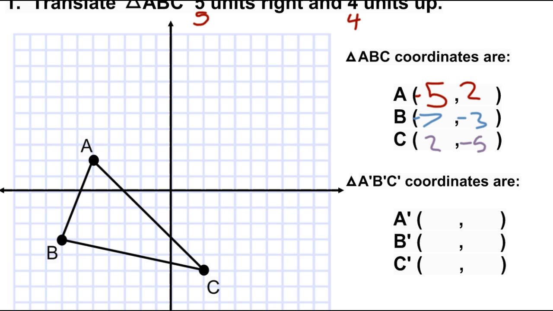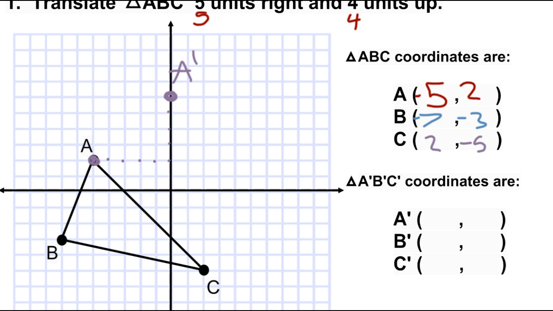Cool. All right. So that was the easy part. Now let's actually translate it. Where are we moving it? 5 units right and 4 units up. So you take each one, and it's kind of like slope. You take point A and you go over 5, 1, 2, 3, 4, 5, and then up 4, 1, 2, 3, 4. We call this A prime. That's really important. Does it matter if I go up 4 and then over 5, or over 5 and then up 4? No. It does not matter. You can do that in any order you please.